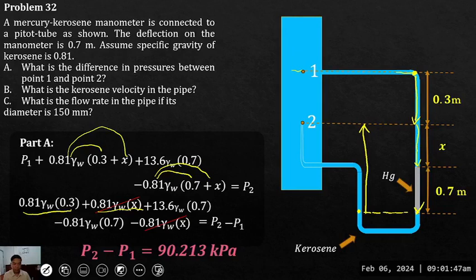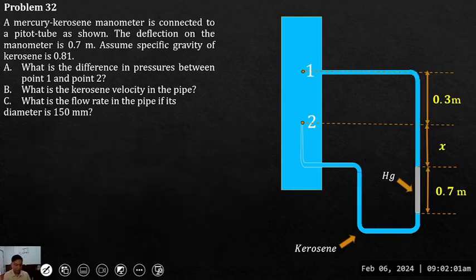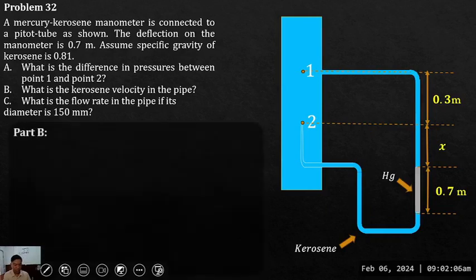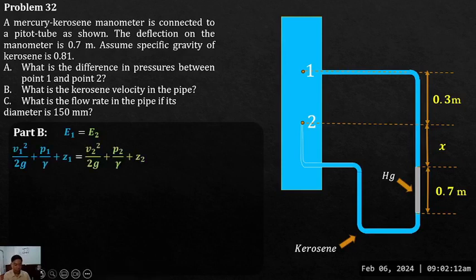Okay, so let's proceed sa letter B. Ang tanong dyan, what is the kerosene velocity in the pipe? So, kerosene velocity in the pipe, it is measured at point 1, hindi po sa point 2. Ang velocity naman sa point 2, that is 0. Okay? So, gagawin natin is we will use the Bernoulli energy equation, assuming na neglect natin yung head loss. So, energy at point 1 equals energy at point 2.